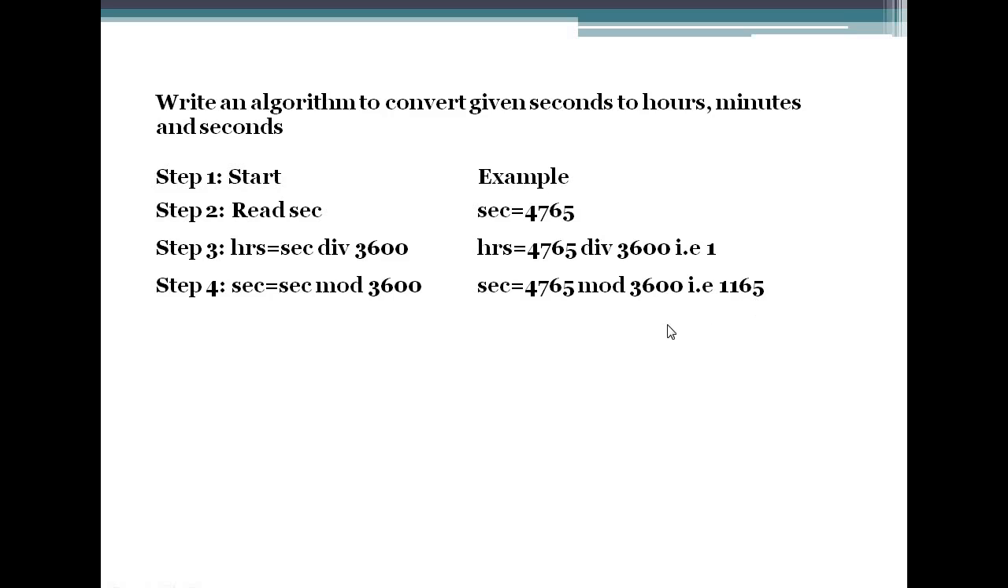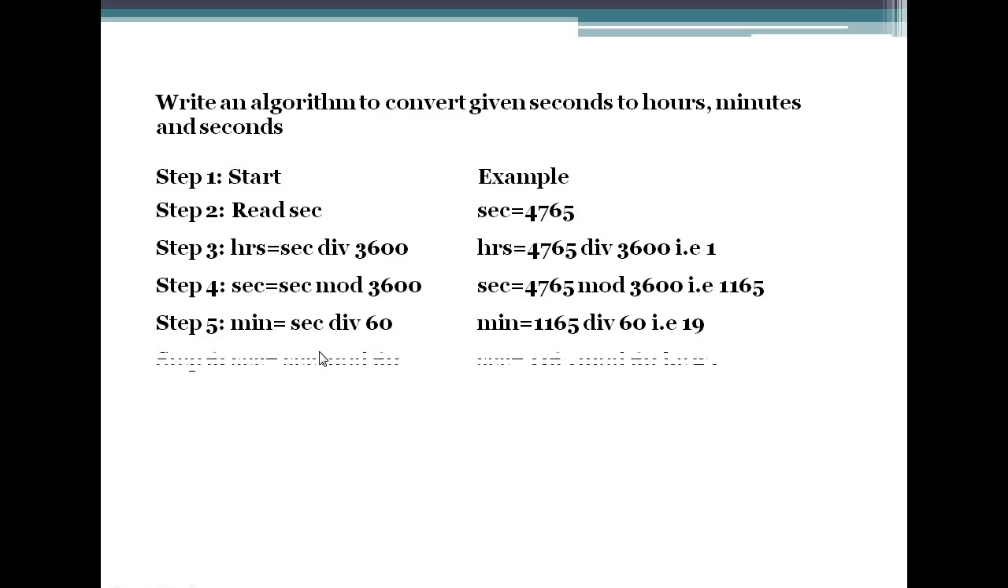Next step, now that we have separated hours, we have to calculate the minutes. Minutes is equal to seconds divided by 60. In the given example, we have calculated the remaining seconds, 1165. This 1165 is divided by 60, that is 19 minutes. Okay, now we have got 1 hour 19 minutes.